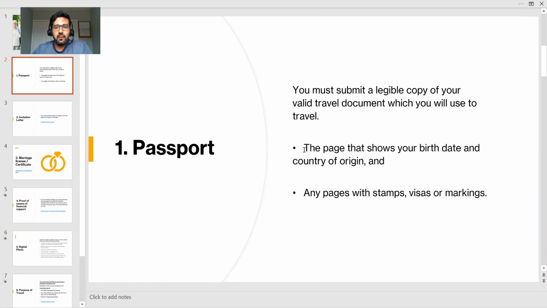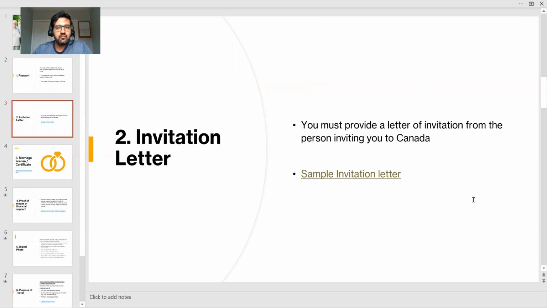the first and last page of the passport need to be provided as a PDF copy, and it should include your birth date and country of origin. Also, do scan the pages which include stamps, visas, or markings in the passport.